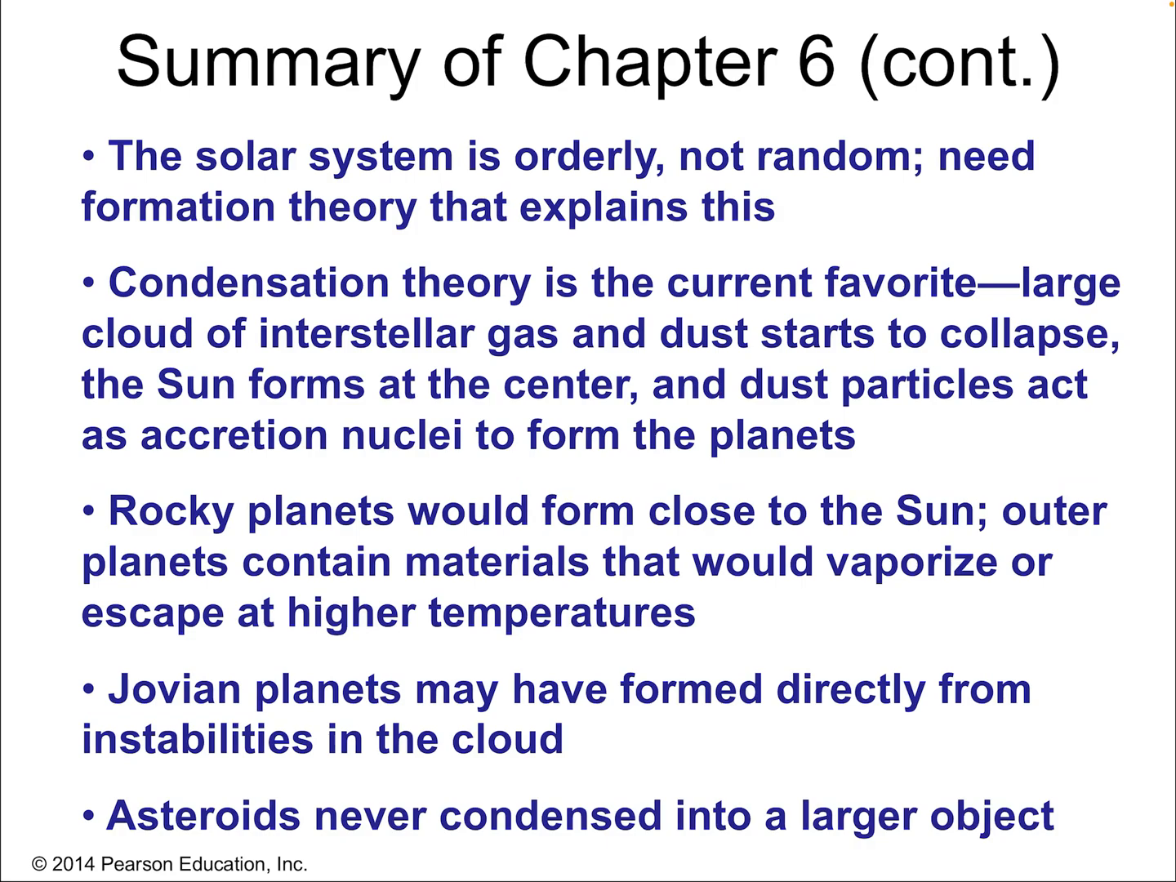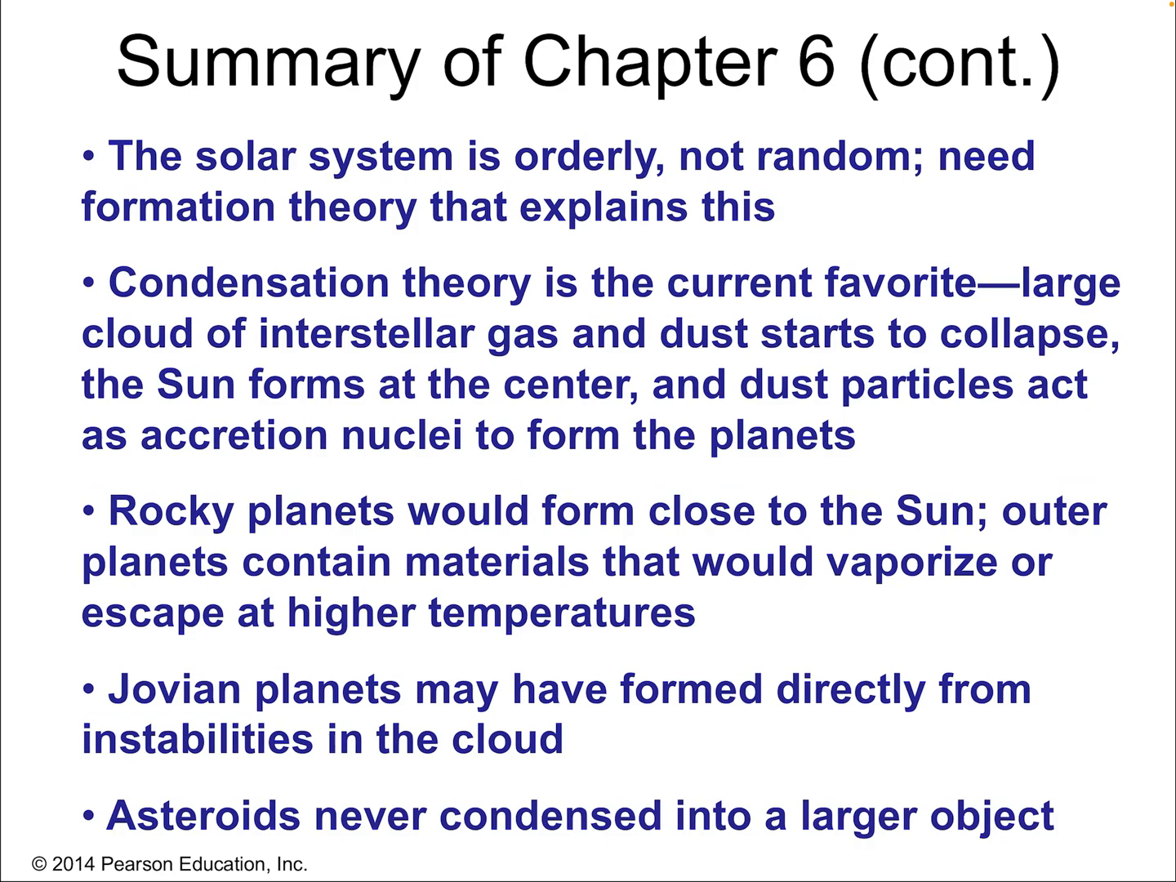The solar system is orderly, not random. Okay, we need formation theory to explain this. The condensation theory is the current favorite. Large clouds of interstellar gas and dust start to collapse. The sun forms at the center, and the dust particles act as accretion nuclei to form the planets. The rocky planets would form close to the sun. The outer planets contain material that would vaporize or escape at higher temperatures. The Jovian planets may have formed directly from instabilities in the cloud, okay? And the asteroids never condensed into larger objects. They're leftovers. So both comets and asteroids are leftovers, okay?